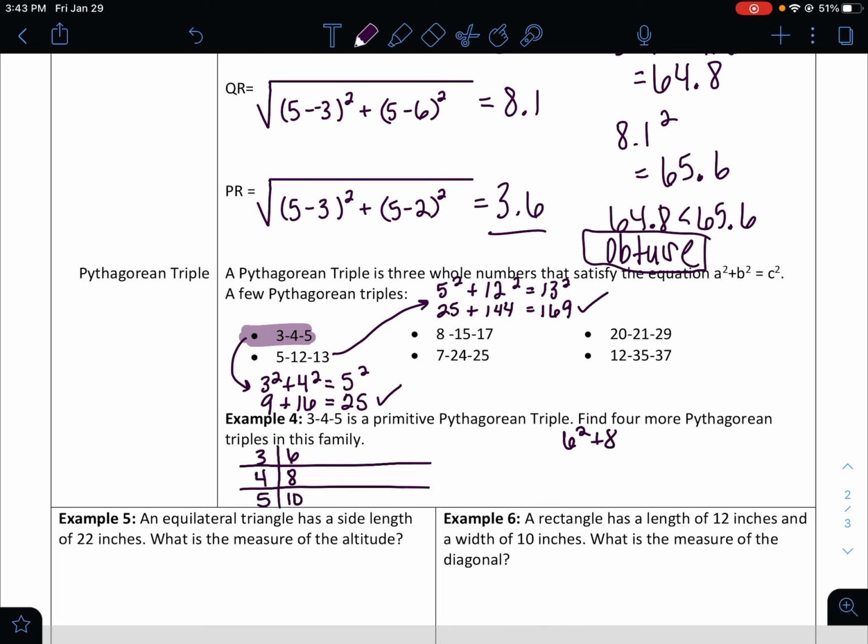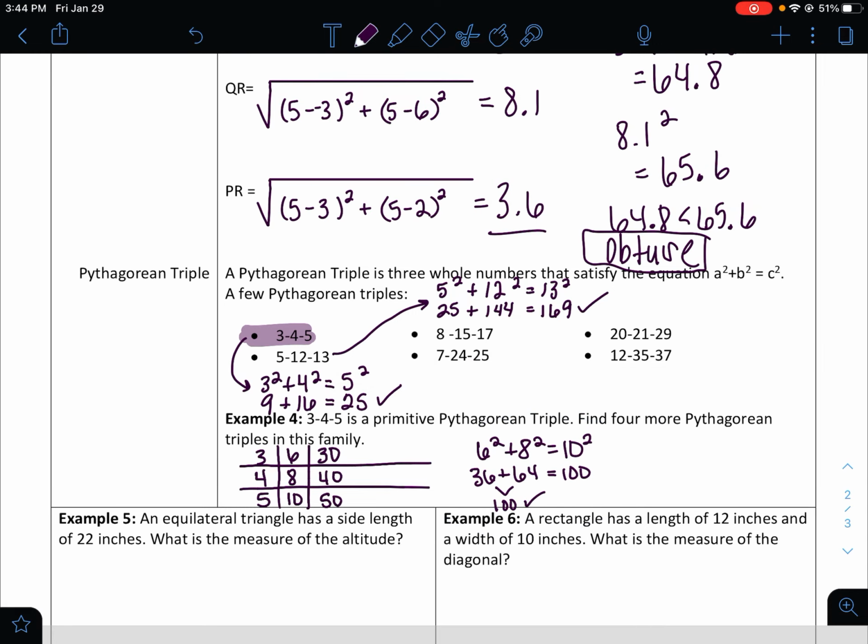So 6 squared plus 8 squared equals 10 squared. Is that a true statement? Well, that's 36. That's 64. That's 100. And 36 plus 64 is 100. Okay, so that works. Let's say that we take the 3, 4, and 5, and we multiply by 10. So that's going to be 30, 40, and 50.